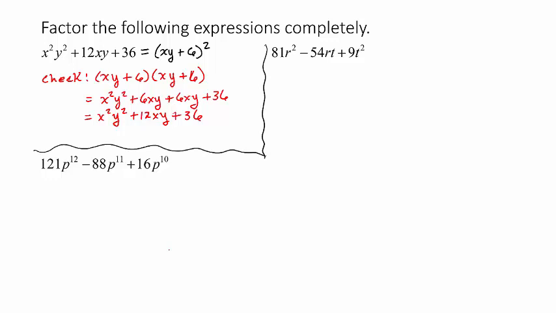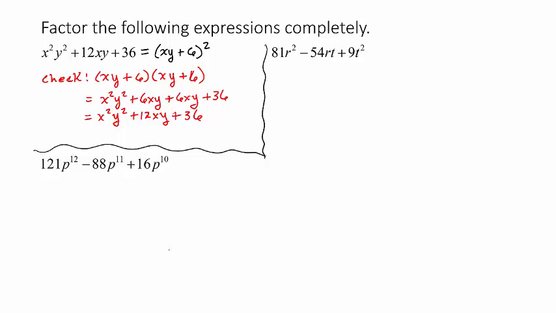So with 81r squared minus 54rt plus 9t squared, I notice that 81 is a perfect square, right? 9 times 9 is 81. And 9 is also a perfect square, 3 times 3. Okay, and so if we take those square roots, right, the 9 and the 3, and multiply them, we get 27, right? And one has an r and one has a t, right? So 27rt. If we multiply 27 by 2, do we get 54? Yes, we do. Okay, so this technically should work.